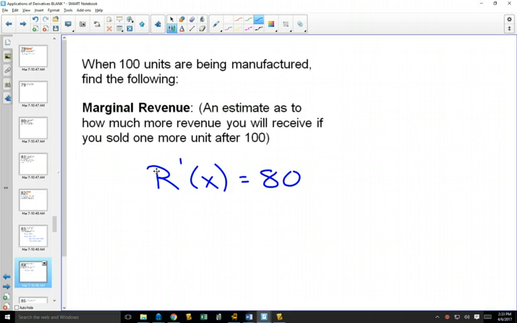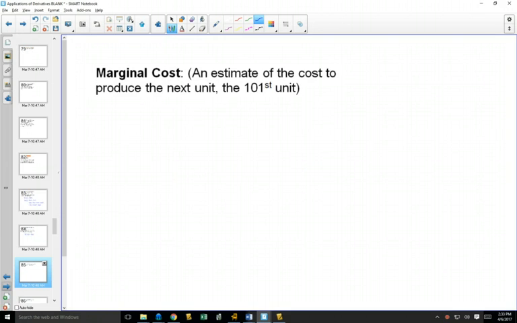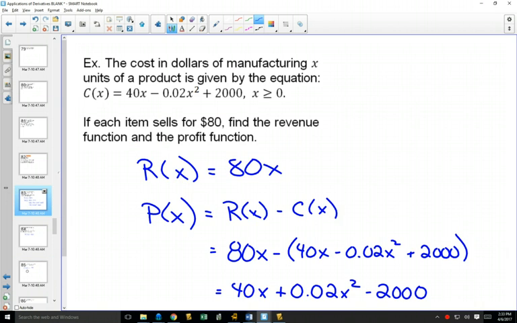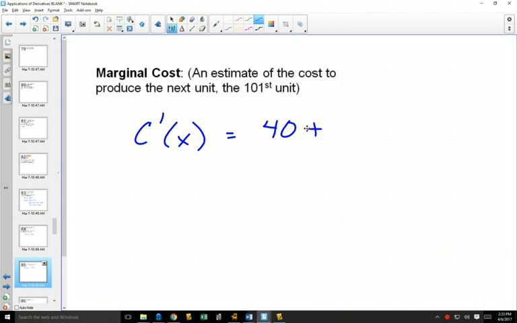But in our second function here, our marginal cost, if we would do the derivative of that, so our cost function was 40x, so that'll be 40. Was it minus or plus here? Plus 0.2, so it'll be plus 0.04x once you do the derivative, and then the derivative of the 2,000 would go away.